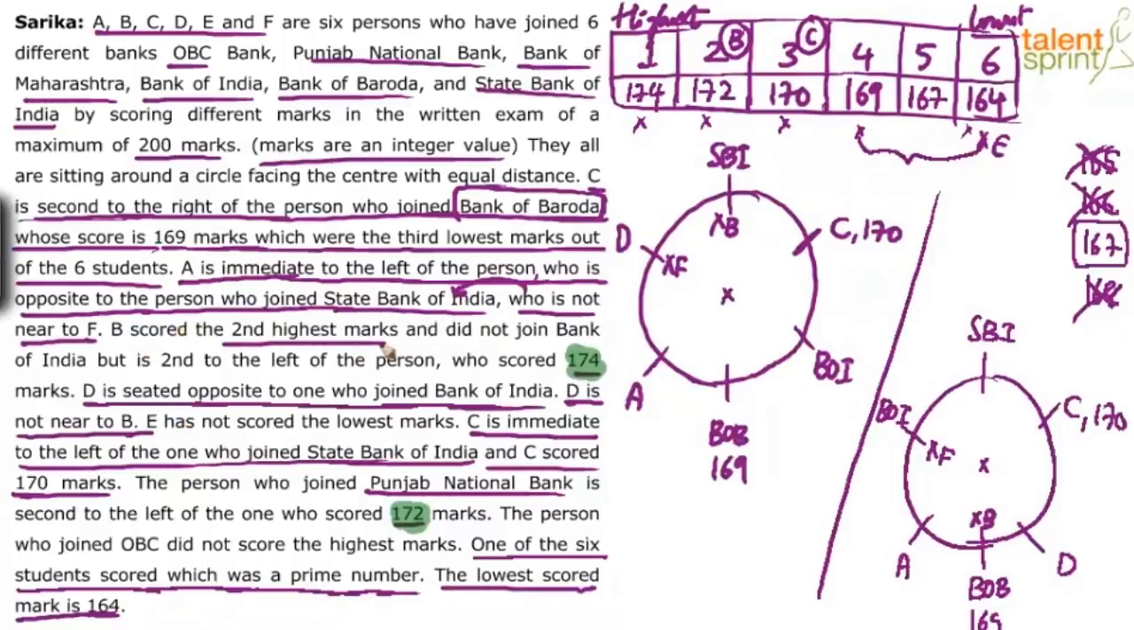B scored the second highest marks and did not join Bank of India, but is second to the left of the person who scored 174. Who scored 174? Okay. Where will B come? I think it's clear if you look at the first case.